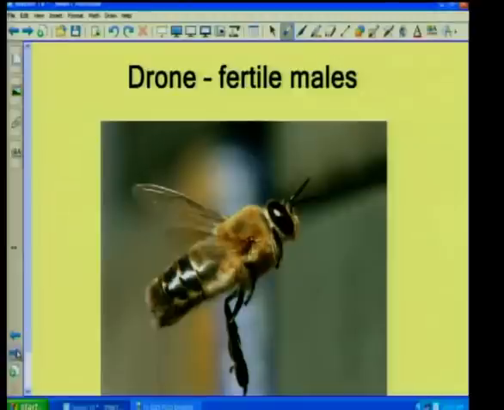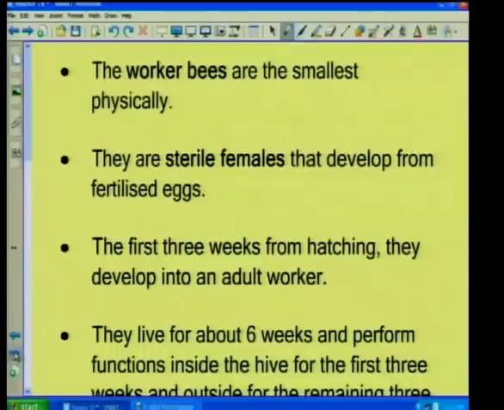All right. There's your drone. You can see he has no sting. His only job is to mate, and yeah, that's about it. He's your fertile male. And now the little worker bees. This is caste 3.